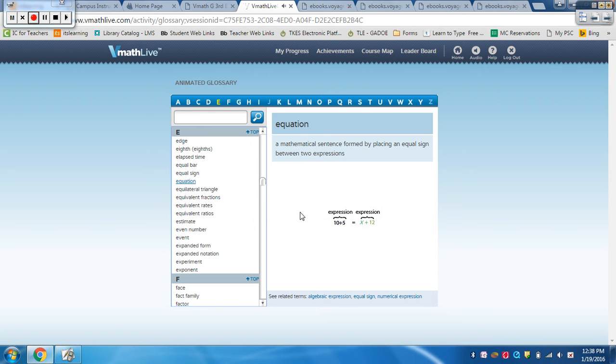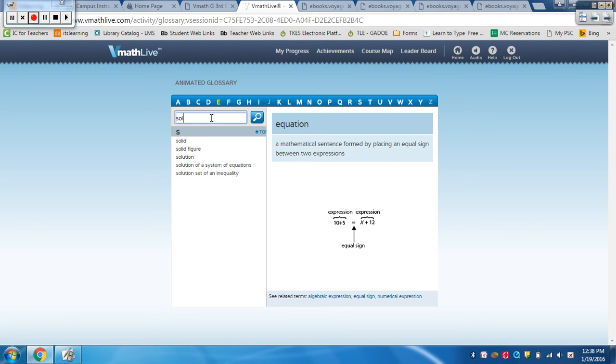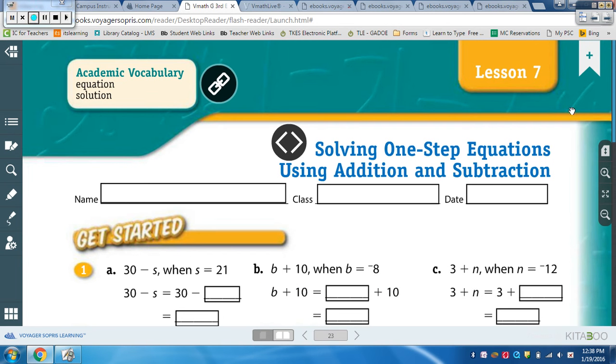A mathematical sentence formed by placing an equal sign between two expressions. That is an equation. What is a solution? Let's look up solution. A solution is a number that when substituted for a variable in an equation results in a true statement. So a solution is a number that when substituted for a variable in an equation results in a true statement. So let's get started.